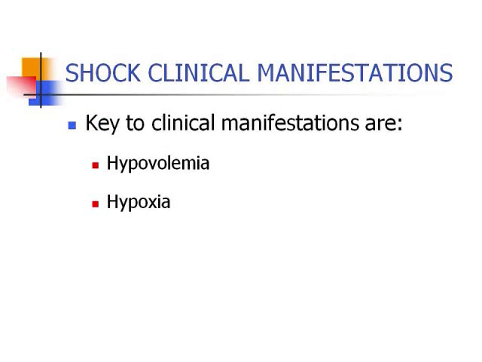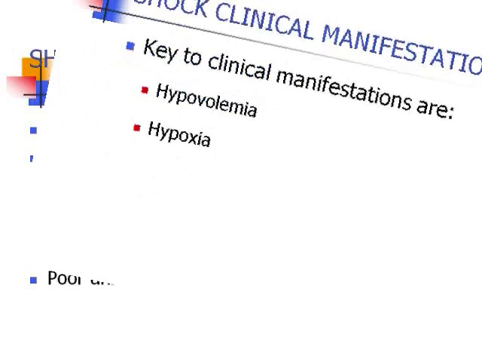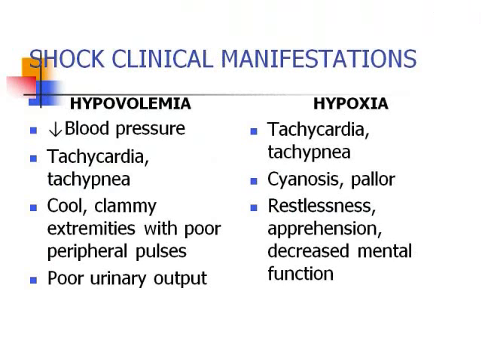The key to understanding the clinical manifestations of shock is to remember hypovolemia and hypoxia. Not enough fluid, not enough oxygen. So if we don't have enough fluid, we've got hypovolemia, there's a drop in blood pressure, the body tries to compensate and increase cardiac output by having tachycardia, increasing the heart rate. We also get tachypnea along with that. Cool, clammy extremities. We're not getting blood there. It's being shunted away. Poor peripheral pulses. And it's being shunted away from the kidneys because of the hypovolemia. Not a lot of fluid is getting to the kidneys. We have poor urinary output.